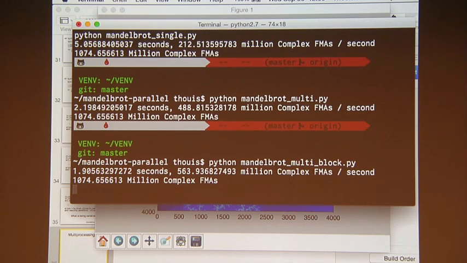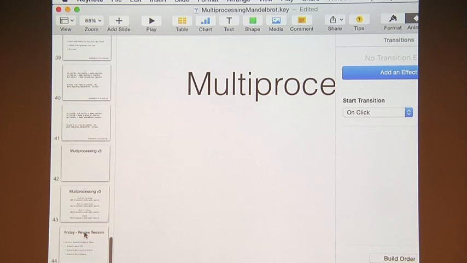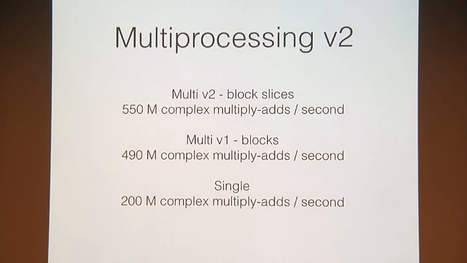But we're basically out of time, so let me just run it again. So with block slices, we're now up to 550. Our target is still 800. That'll have to wait for another day, but that'll feed well into when we start actually doing threading.